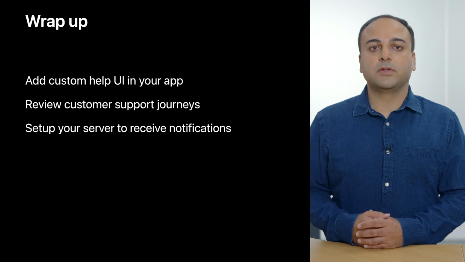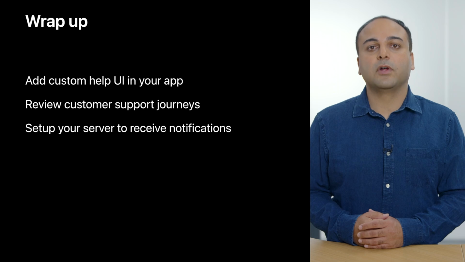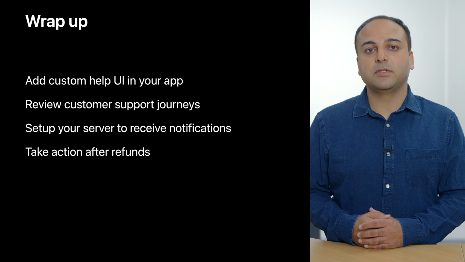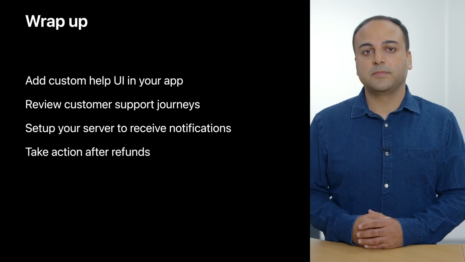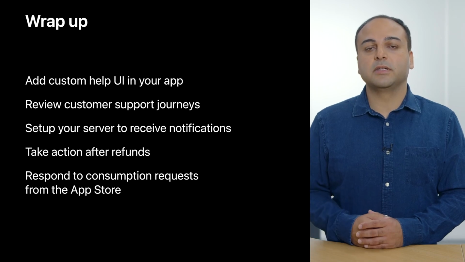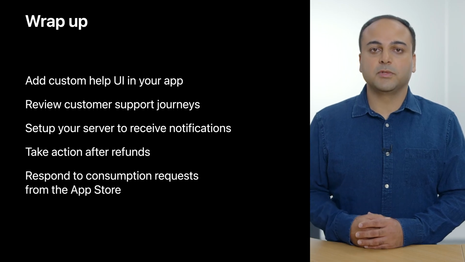Review and optimize your customer support journeys by implementing the new server-to-server APIs. For example, use the invoice lookup API to identify and validate a customer's in-app purchase. And if you haven't already, set up your server to receive the refund, consumption request, and other status update notifications from the App Store. Identify the response strategy that works best for your app's business model to take action upon refunds. And finally, you can now inform Apple's refund decisioning system by responding to consumption request notifications from the App Store by sending latest consumption data.